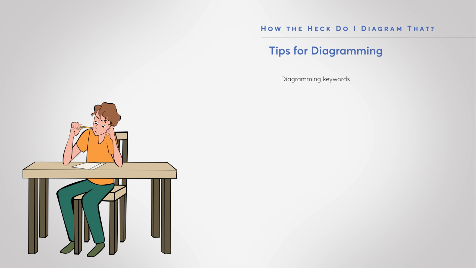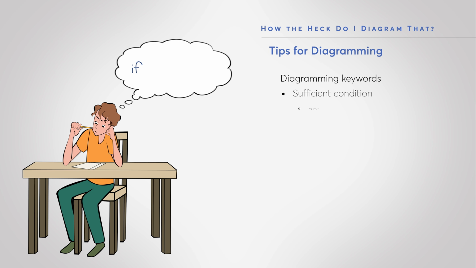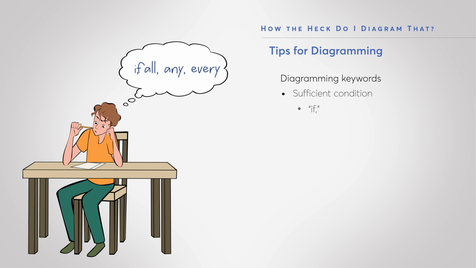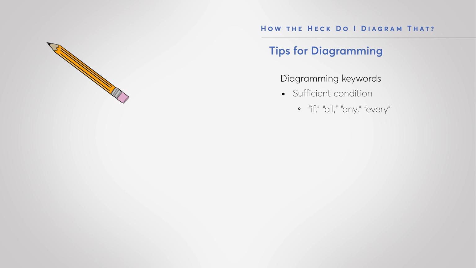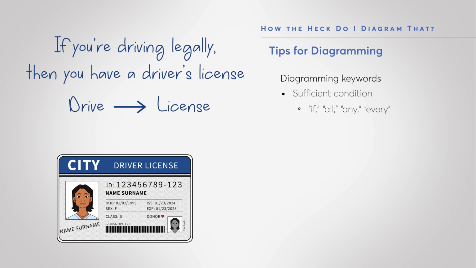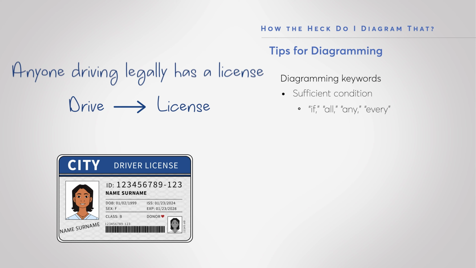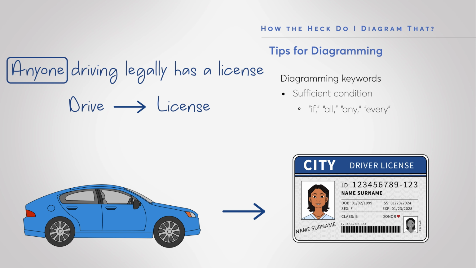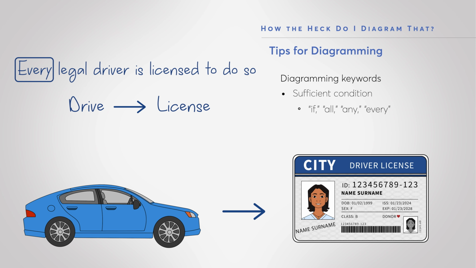Let's start with words that indicate a sufficient term. Yes, the word if is pretty common, but words like all, any, and every also tell you that what you're looking at is enough to lead to a necessary result. Let's say we're working with the conditional statement, if you're driving legally, then you have a driver's license. We can restate this without using the words if and then by saying things like anyone driving legally has a license, or every legal driver is licensed to do so.